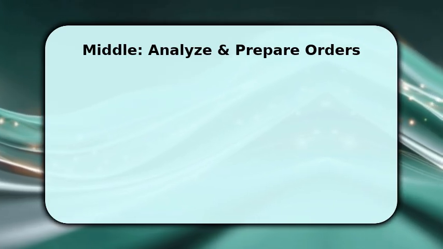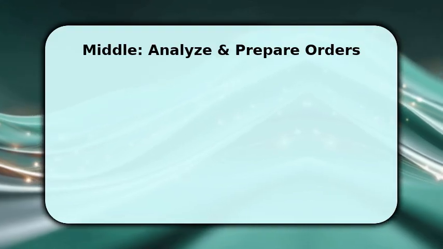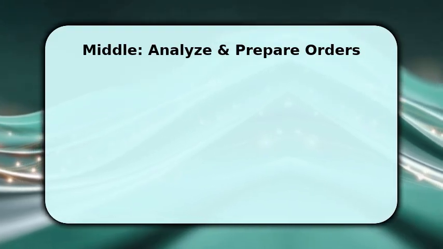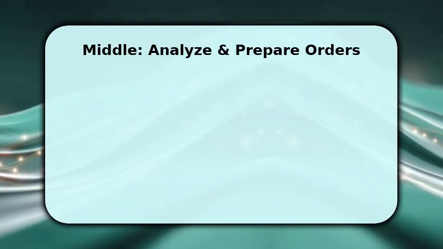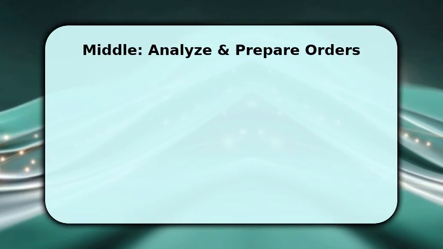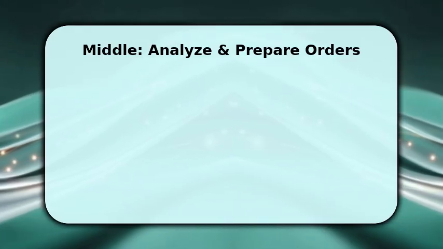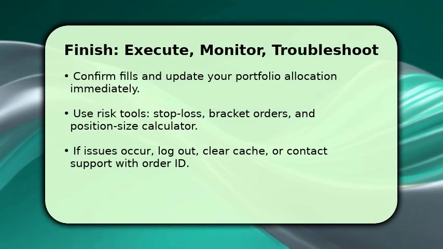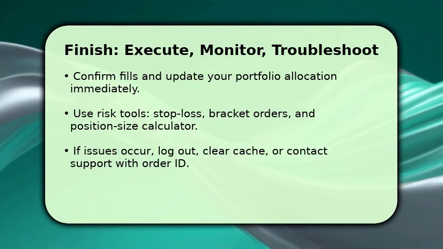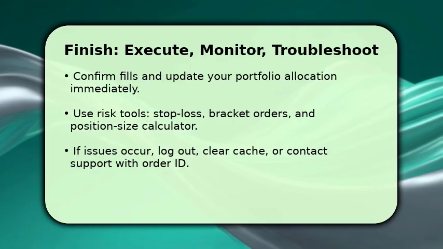Once you place a limit or stop, track its status in the Orders panel. Also set price or percentage alerts so you receive push or SMS notifications when conditions change. Execute your trade and check the Orders and Trades tabs to confirm fills. Then update portfolio allocation and rebalance if needed.